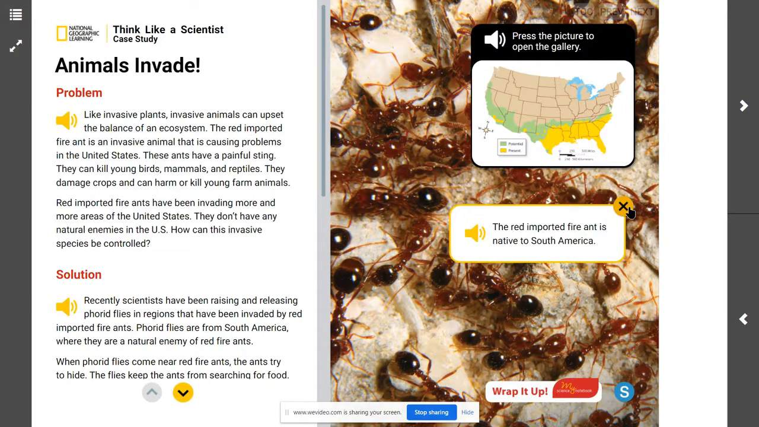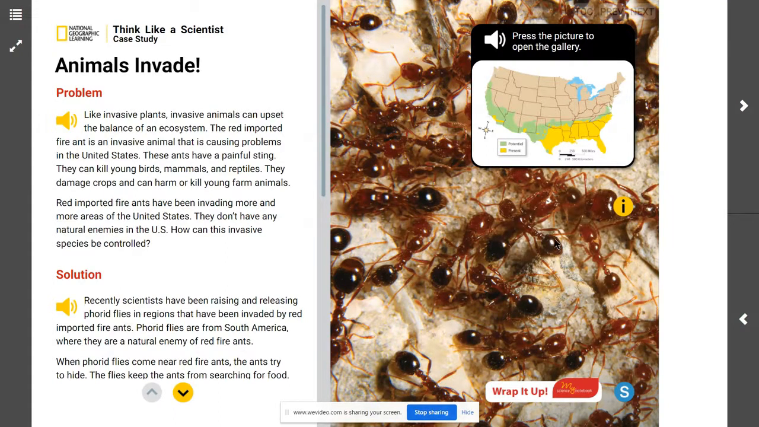These red imported fire ants are native to South America. They came from South America, and they have no natural enemies. There are no predators in the United States. So how can this invasive species be controlled?